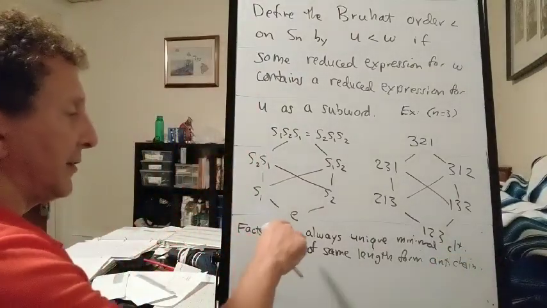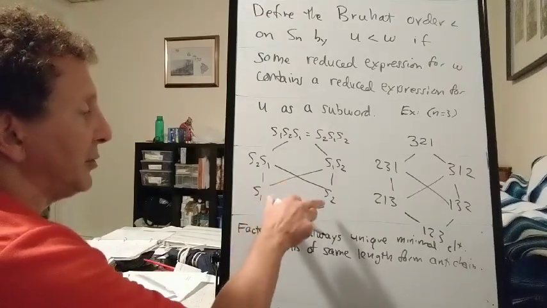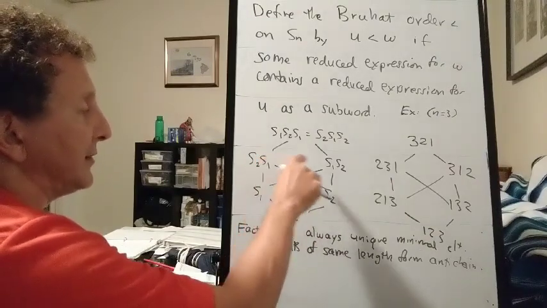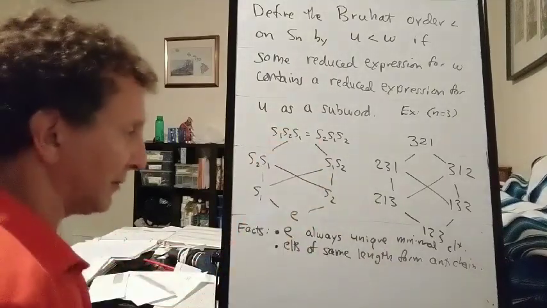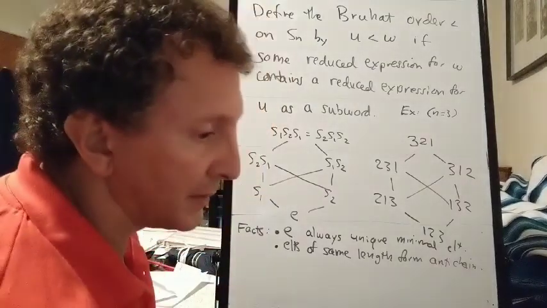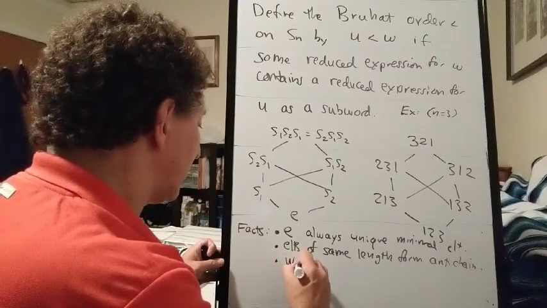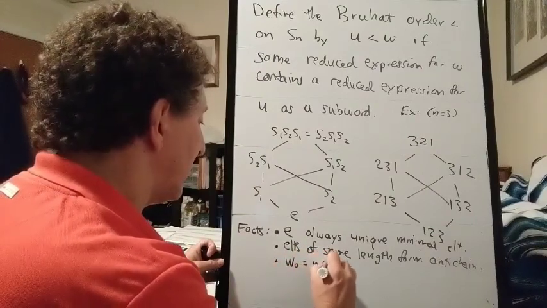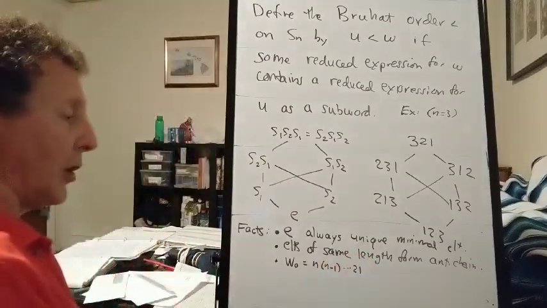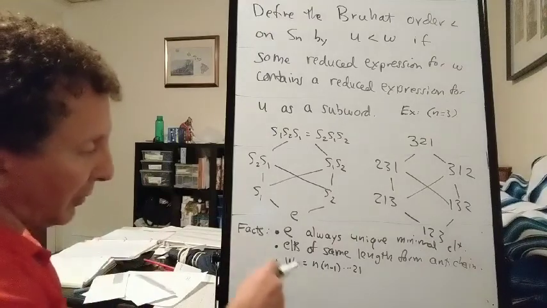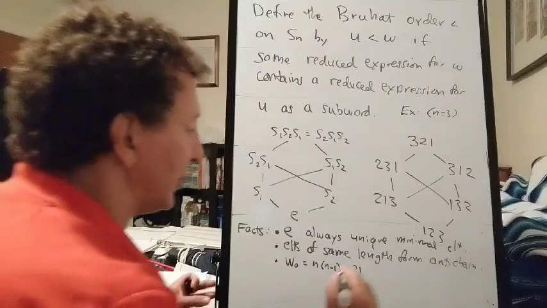So we can see here we've got the zero length element. We've got an anti-chain of the two elements of length 1, another anti-chain of the elements of length 2, and then the one element anti-chain of the one element of length 3. Another easy fact is that the longest permutation, the one with the letters in decreasing order, is the unique maximal element.